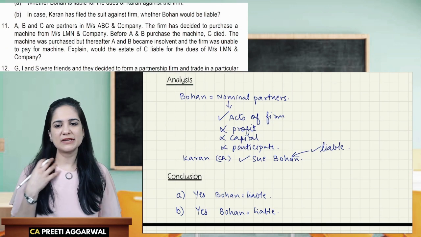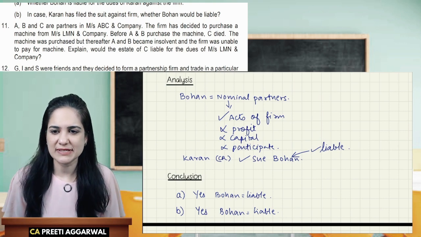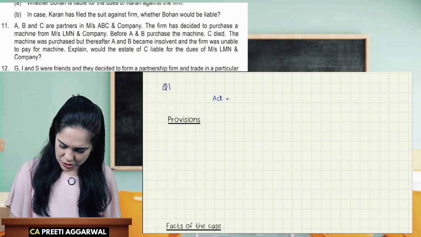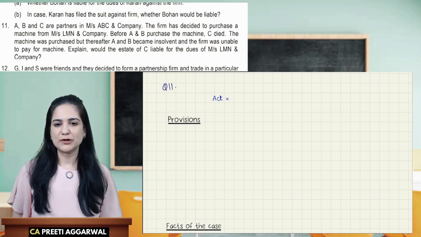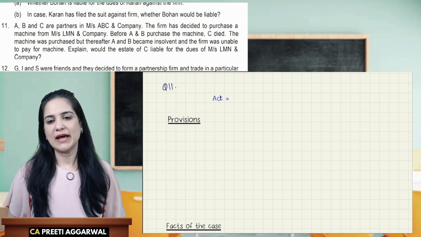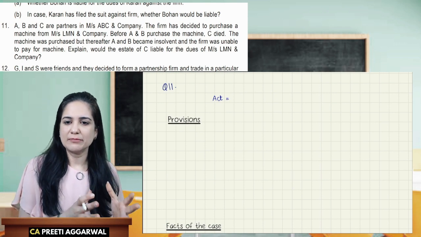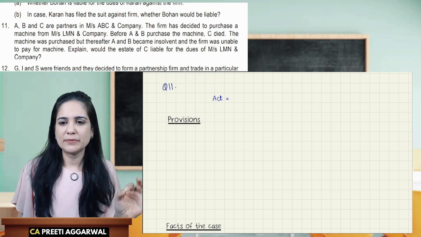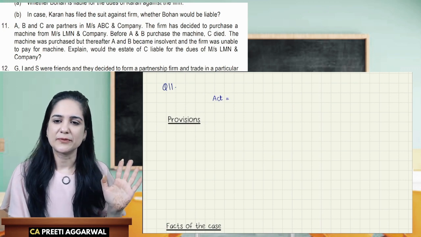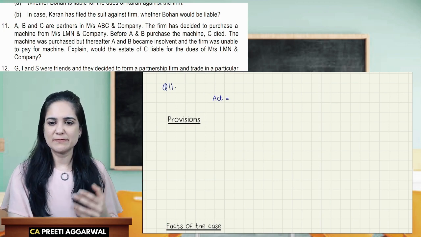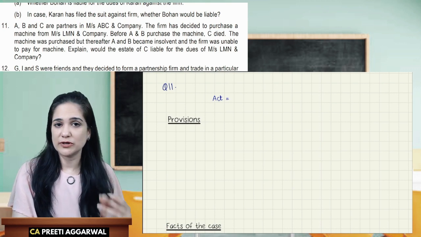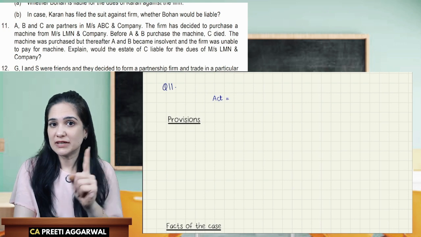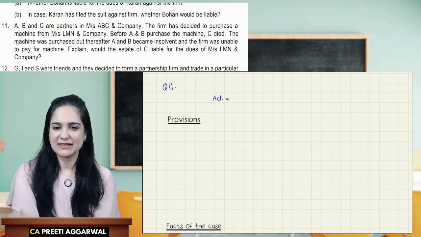A, B, C are partners in Messrs. ABC and Company. The firm has decided to purchase a machinery. Okay, let's write something. Question 11. They have decided to purchase a machinery from LMN and Company. Before A and B purchase, this word 'before' is very important for me. Before they could purchase the machine, C died. The machine was purchased, but thereafter A and B became insolvent. So the machinery was purchased after the death of C. Remember this point. This is the entire answer actually.